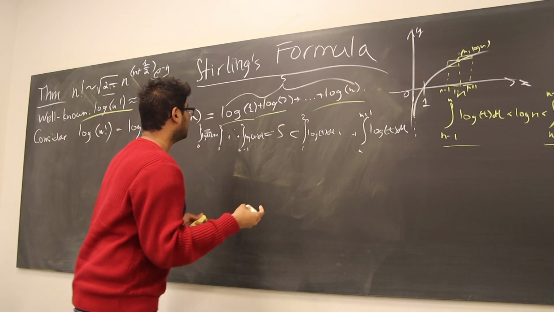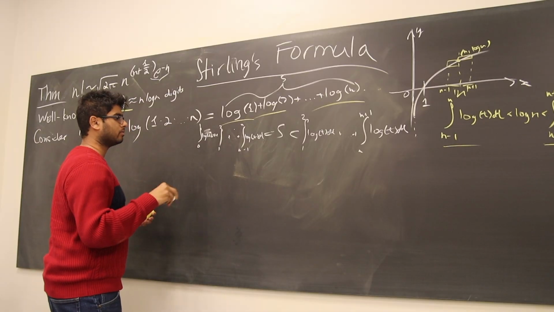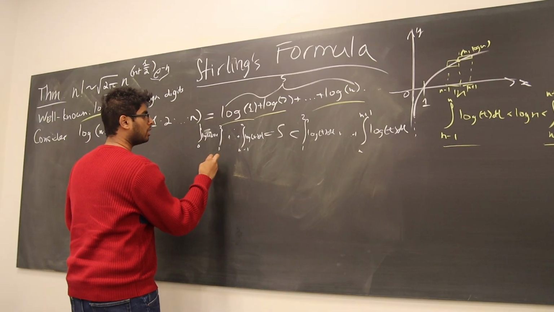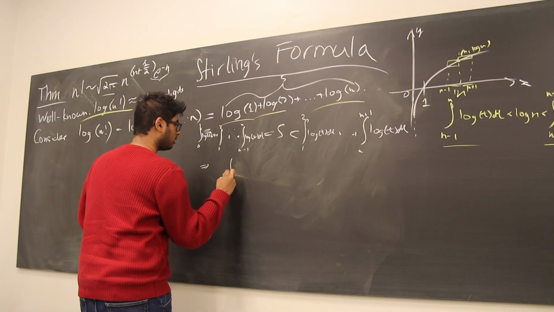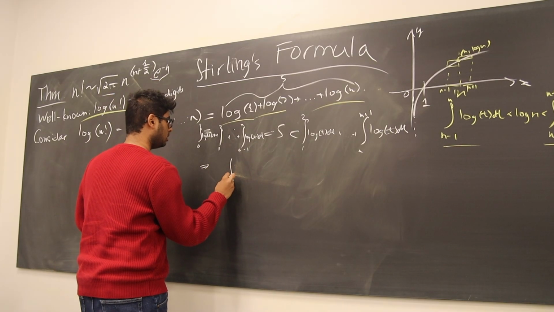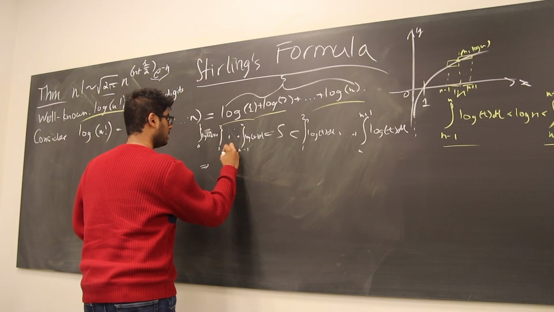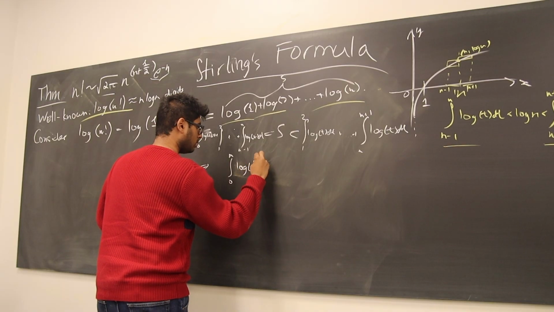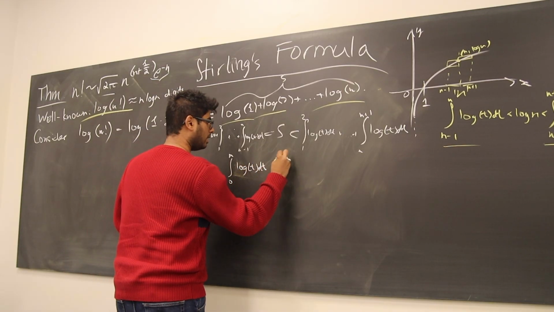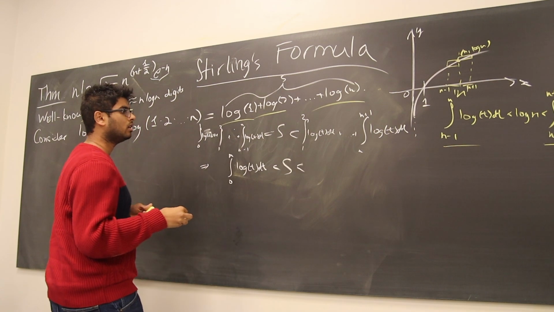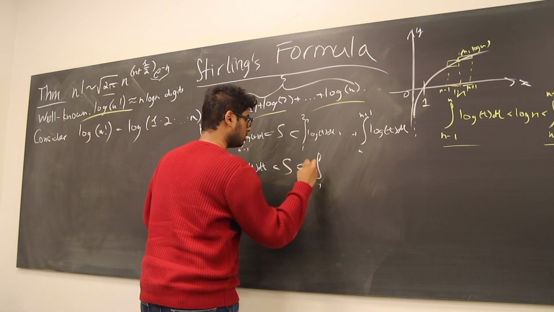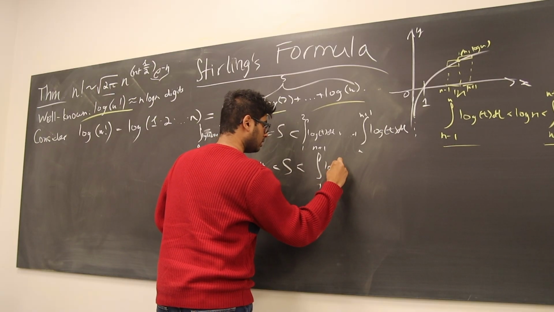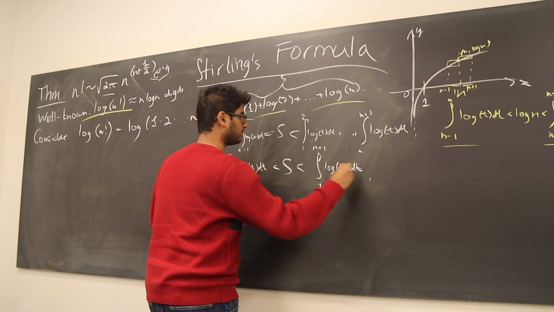So bada bing, bada boom. These bounds are all just adjacent intervals. So now we have ourselves the integral from 0 to n of log t dt is less than s, which is less than the integral from 1 to n plus 1 of log t dt.